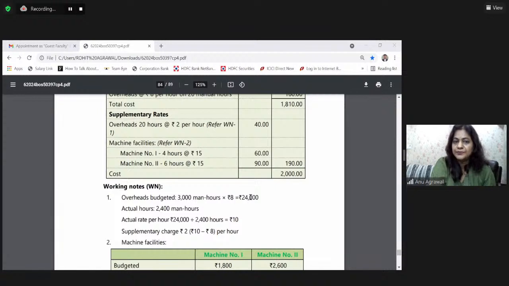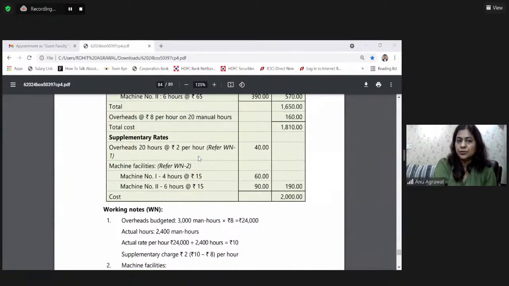What ICAI has done, they have actual hours as 2,400. So what did they do? 24,000 divided by 2,400. They directly calculated that the rate should have been 10. You calculated it at 8. So 2 rupees more you need to charge, right? What I did, 2,400 into 8 rupees. I said, how much is overhead recovered? 19,200. How much is not recovered? 4,800. You calculate a supplementary rate because they have not given me anything normal or abnormal. So I take everything as normal. So 4,800 divided by 2,400 and I get the 2 rupees rate. So they absorb the overheads 20 hours into 2.